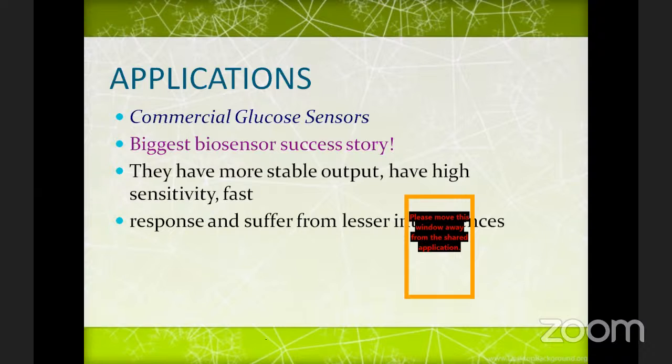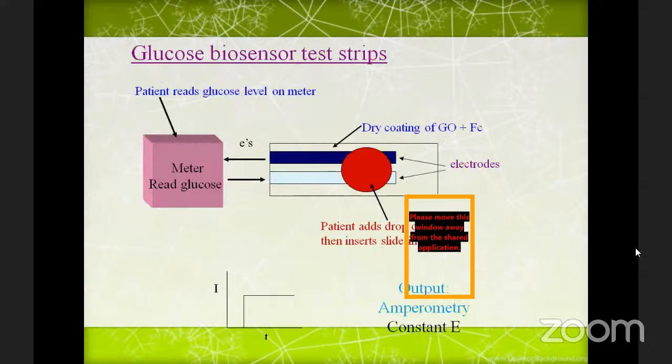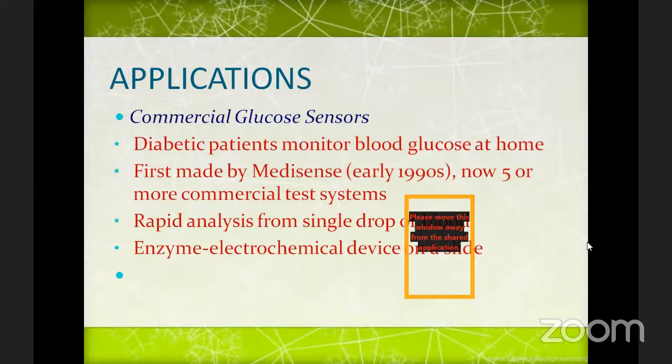Therefore, glucose biosensors are very popular in the medical field. Company Medisense is the company that began manufacturing glucose biosensors in the early 1990s. Therefore, glucose biosensors have been dominating the biosensor market for more than 30 years. The reliability of the measurements by glucose biosensors is very useful and applicable to all types of diabetic patients in many applications.